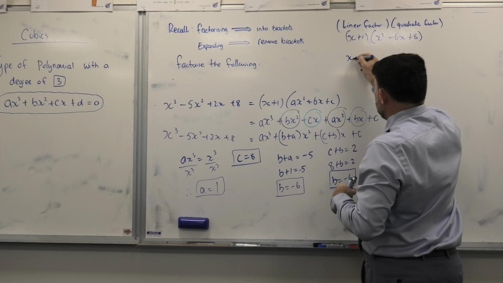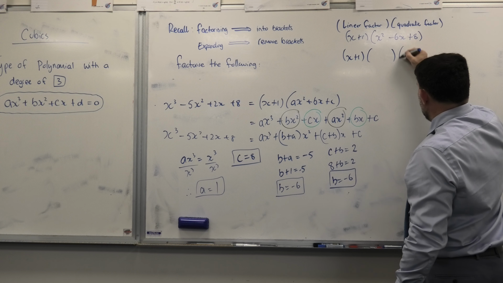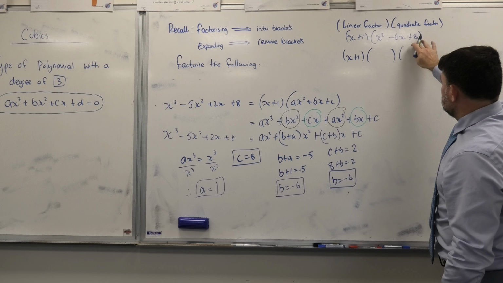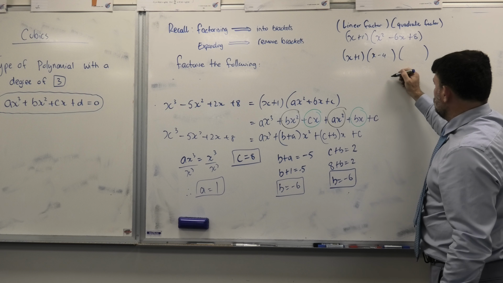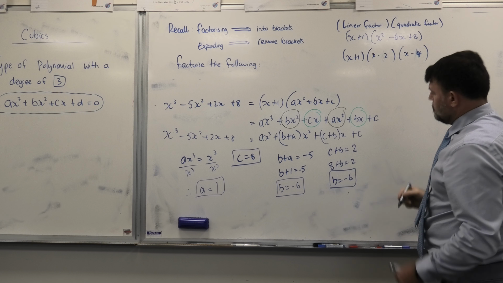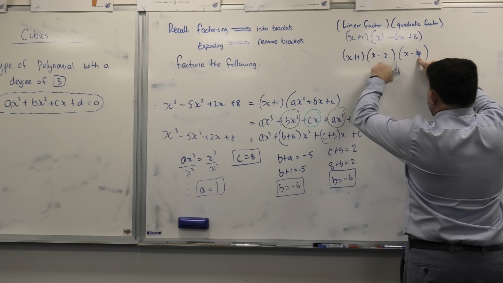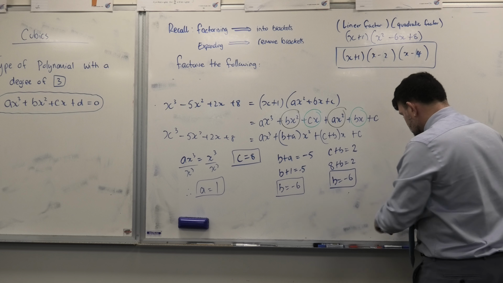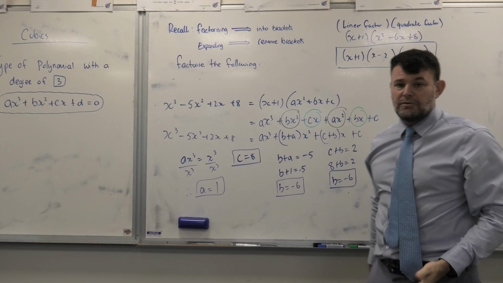So I know that x plus 1, I can't go any further. But I can factorise this into two smaller pairs: two numbers that multiply to give 8 and add to give negative 6. In this case, I'm going to get x minus 4 and x minus 2. Let's see if that works. Negative 2 times negative 4 is 8, and negative 2 plus negative 4 is negative 6. And this is the factors of this cubic. And it's the best way of doing it.